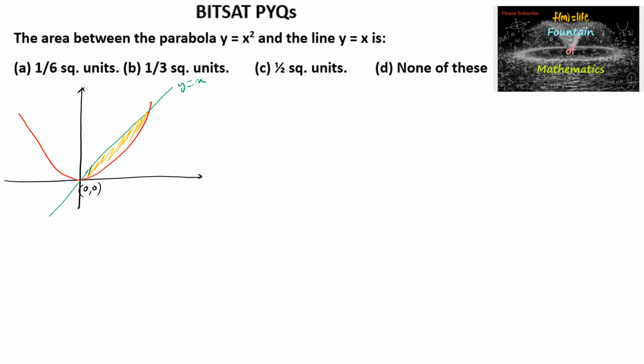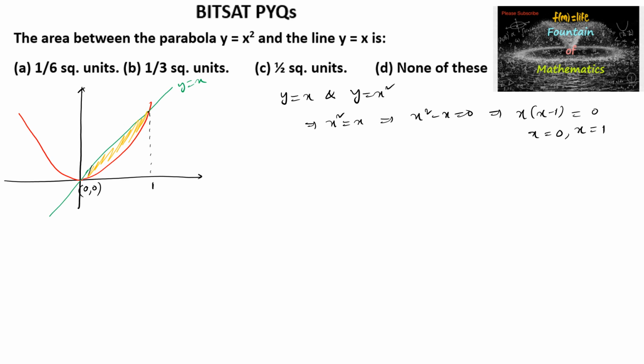Let us find the point of intersection. So one point is clearly 0 comma 0. So solving y is equal to x and y is equal to x square, we have x square is equal to x, or we can write x square minus x is equal to 0, or x times (x minus 1) equals to 0. So we can write x is equal to 0 or x is equal to 1. So here we can consider x coordinate is 1. When x coordinate is 1, y coordinate is also 1. So here is a point 1 comma 1.